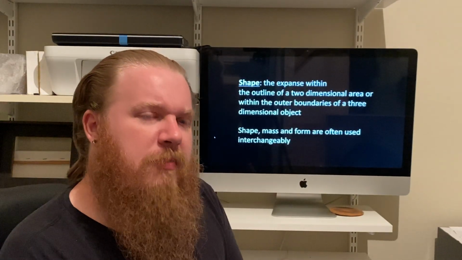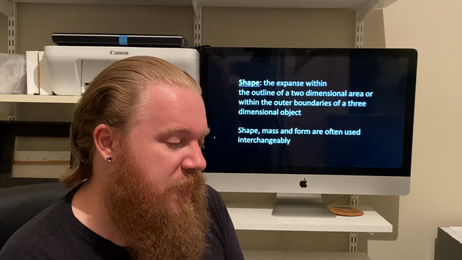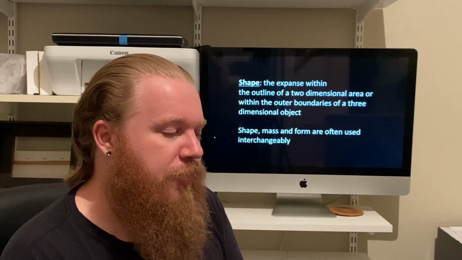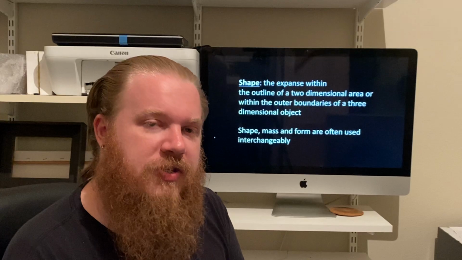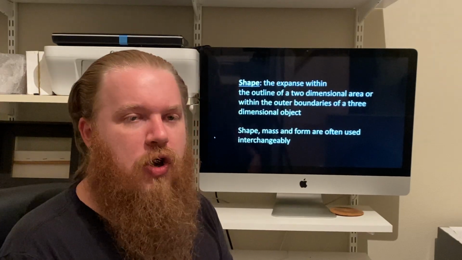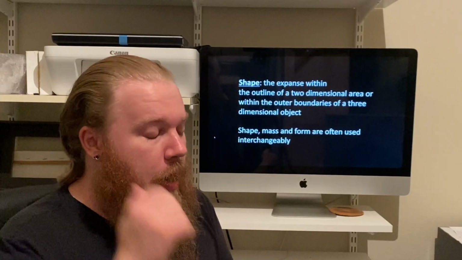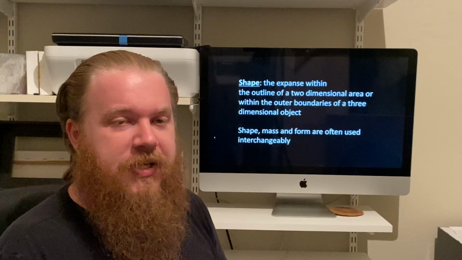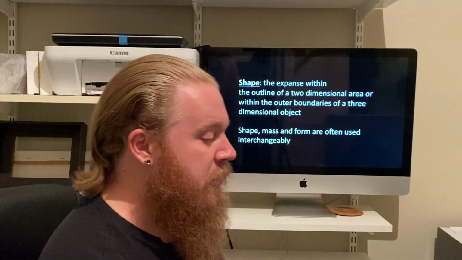So aside from line, we also have shape. And shape refers to the expanse within the outline of a two-dimensional area or within the outer boundaries of a three-dimensional object. So shape, mass, and form are often used interchangeably, even though mass and form also have their own kinds of connotations about them. So sometimes you will hear the three used interchangeably. So that's just something to be aware of.